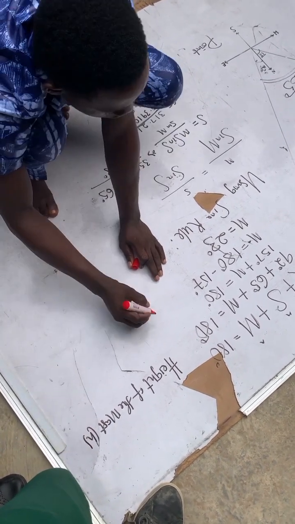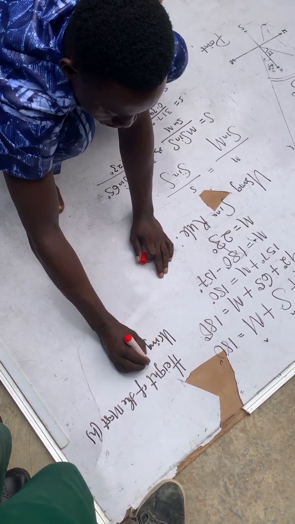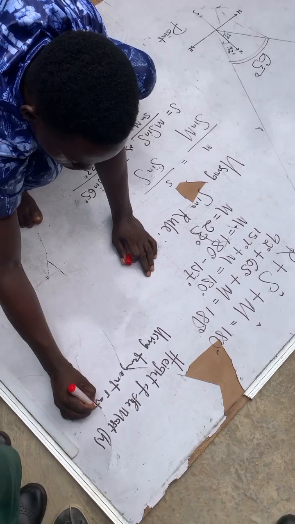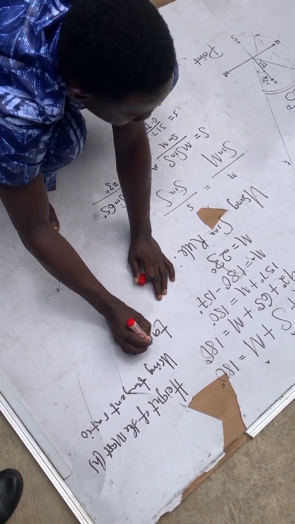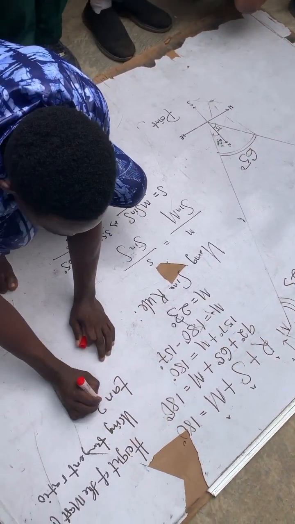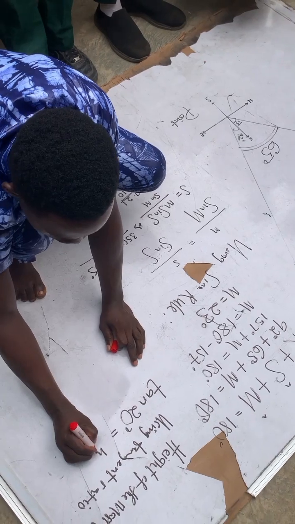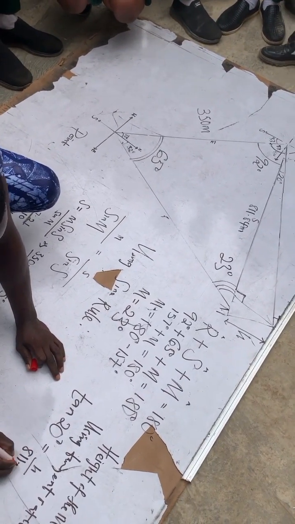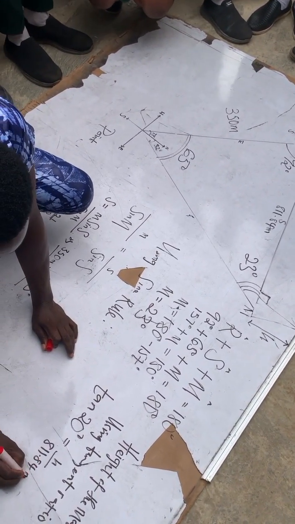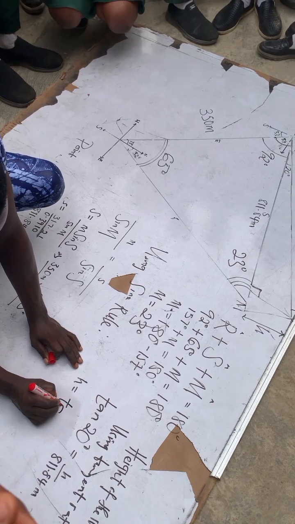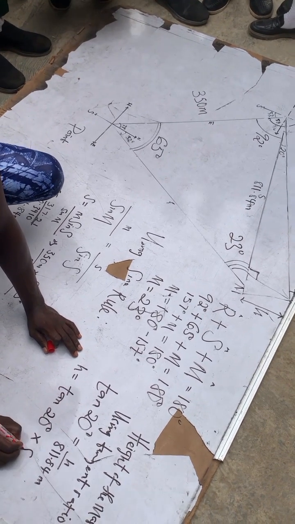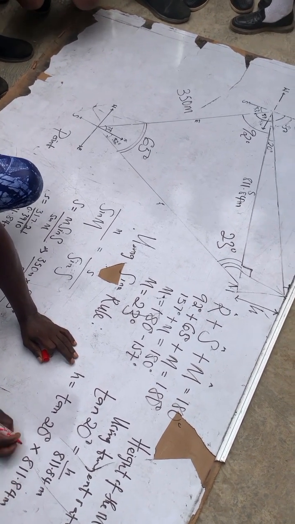which is H, we are using what? Tangent ratio. So tan of the angle there, 20 degrees, equals H over the adjacent, 811.84 meters. So H will be tan 20 degrees times 811.84 meters. So H will be what?